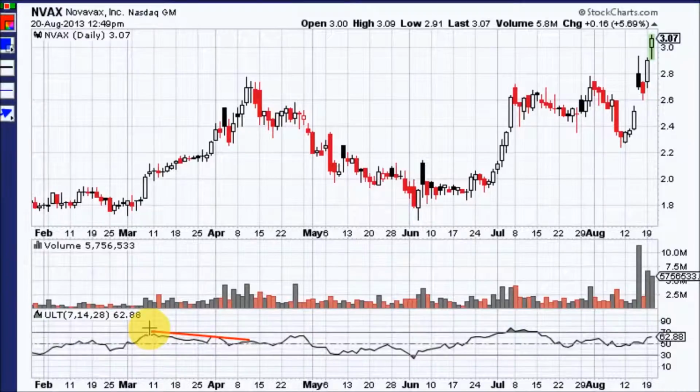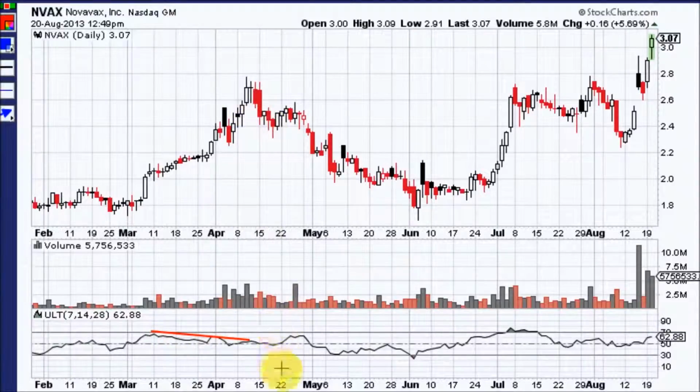But at the standard settings of 7, 14, 28, you're not going to get a whole lot of readings under 30 or above 70. So maybe 4, 8, 16 will give you a lot more signals. Anyway, the stock goes up. This high here is the high on this chart so far, and the stock is right about here. Then the next high comes right about here, and the stock is higher, but this high is lower than the first high.